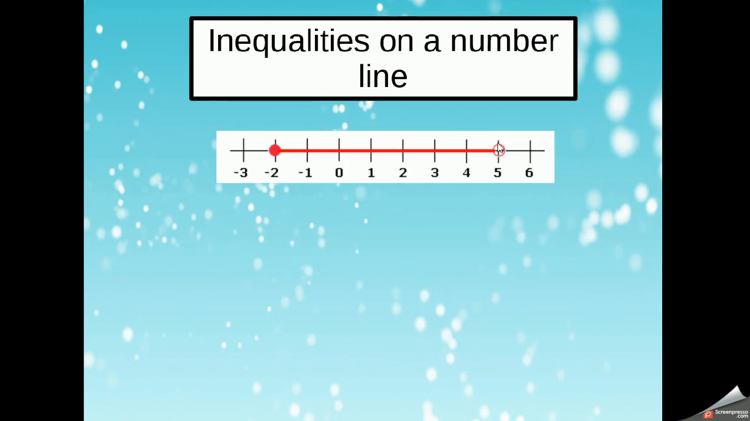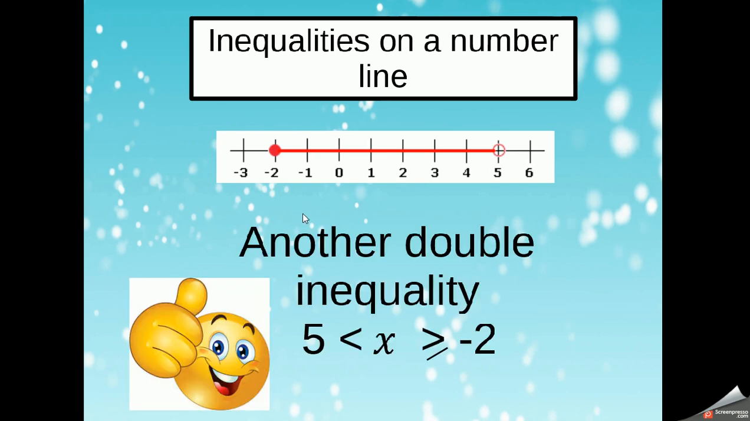For instance, here, why I'm saying two circles is this also shows two circles, and hence is a double inequality. In this case, we've got the fact that x is less than 5, but it's also greater than or equal to -2. And notice how we put the or equal to in, because the circle is coloured in. So that's how we represent inequalities, whether they're double or single, on a number line.